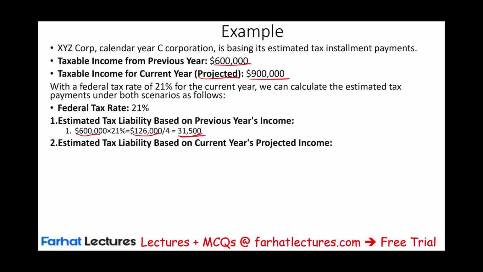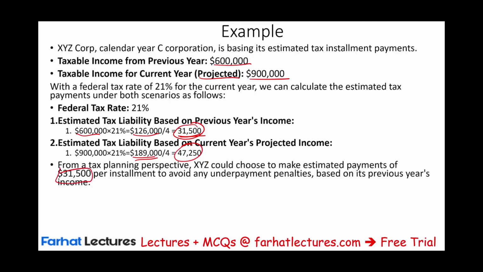The estimated tax liability based on the current year projected income, $900,000 times 21%, is going to give them $189,000. We'll divide this by 4, and that's going to give them $47,250. From a tax planning perspective, what would you pay? Would you rather pay $31,500 or $47,250 as a quarterly payment? Well, obviously, from a tax planning perspective, you might choose to pay the lower quarterly payment to avoid any underpayment penalties because you're in compliance. Whether you pay $31,500 or $47,250, you're in compliance. You avoid underpayment penalties.